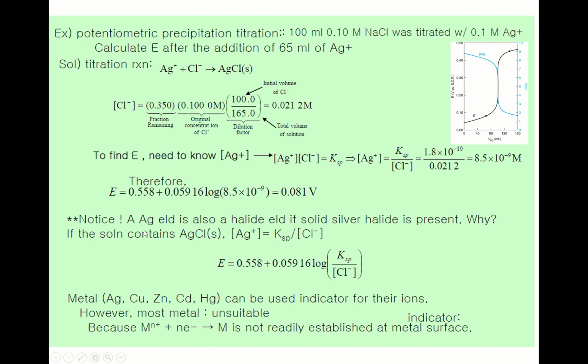Here is a notice. Silver electrode is also a halide electrode, if solid silver halide is present. And this way, halide concentration can be monitored with the silver electrode.